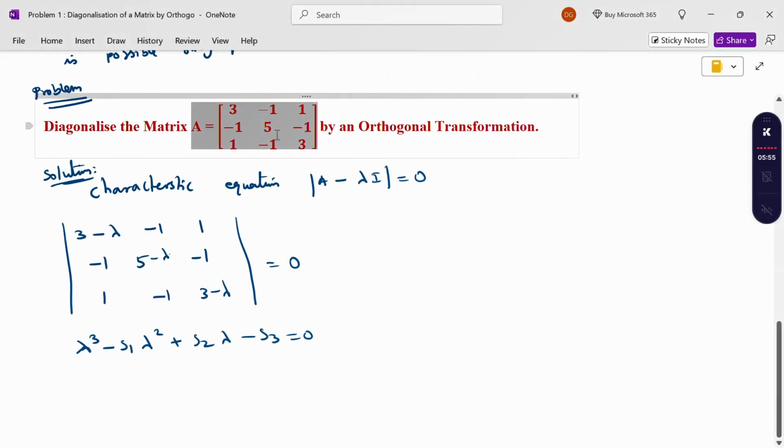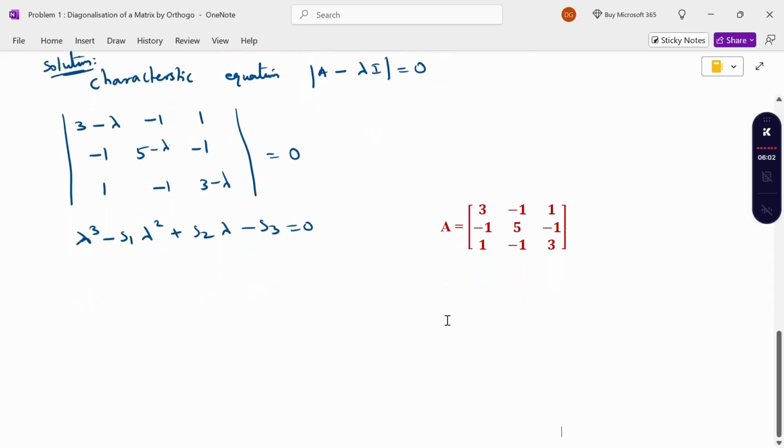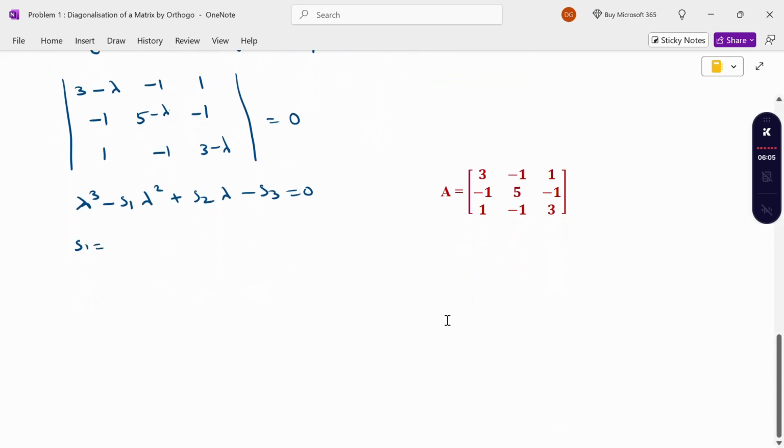Already we solved a similar problem, but anyway we repeat the process. First, calculate S1. S1 is the sum of the main diagonal elements. So 3 plus 5 plus 3, that is 11. So S1 is 11.